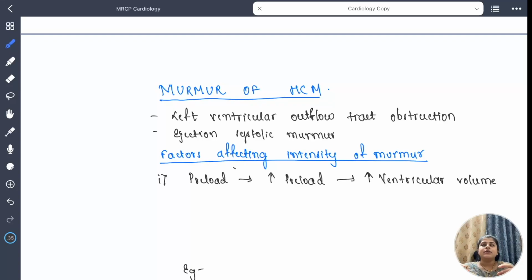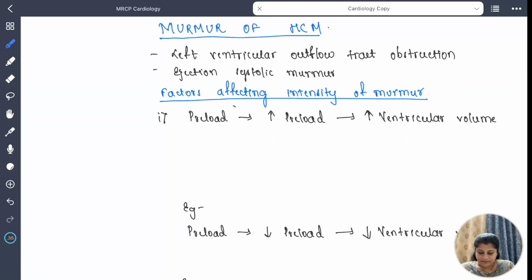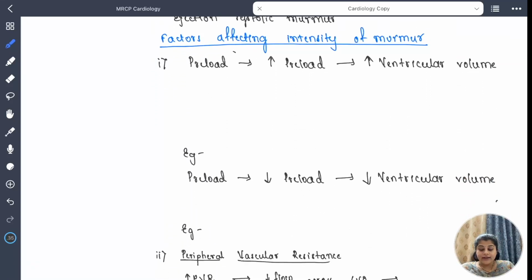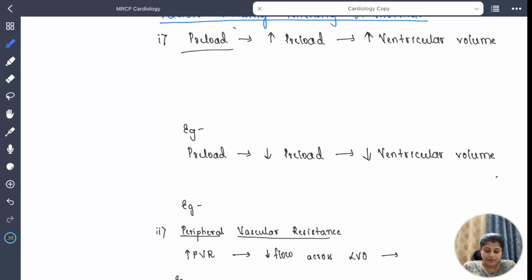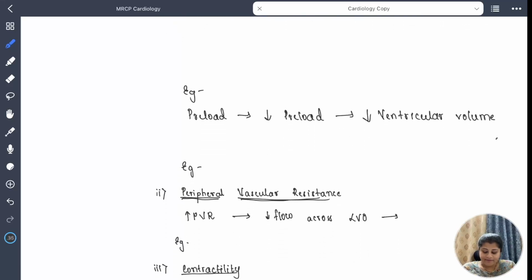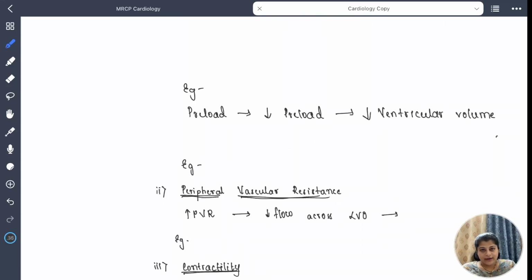Okay, so it might be relevant for your clinical practice, or it might be asked in your viva about this murmur, like what are the maneuvers that will increase the intensity of the murmur or decrease the intensity of the murmur. For that, we'll understand a few concepts. What are the factors affecting intensity of the murmur? So there are three important factors. One is preload. The second is peripheral vascular resistance. And the third one is contractility.